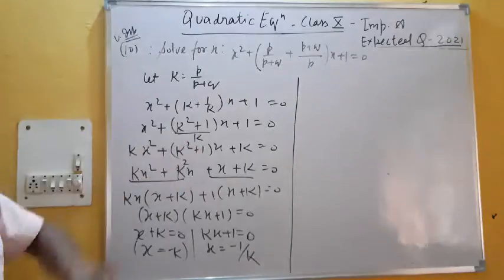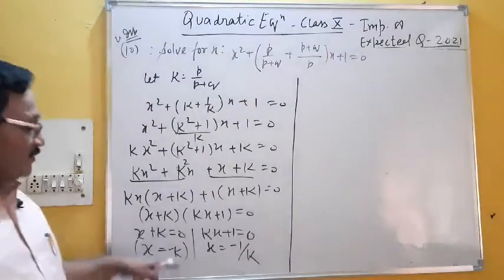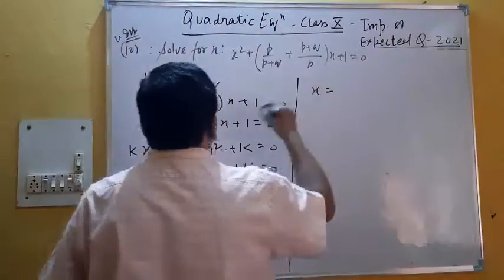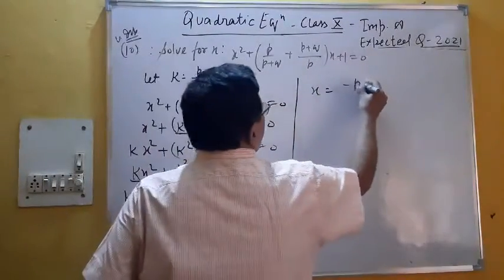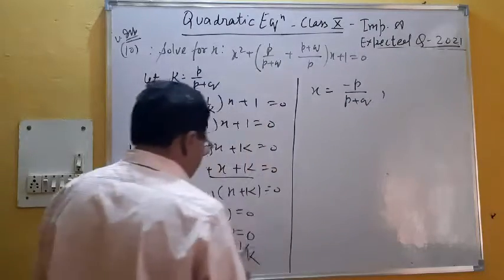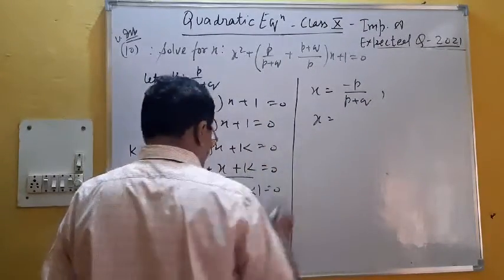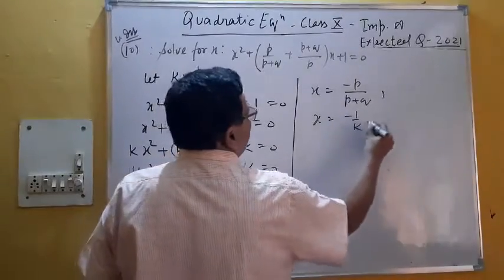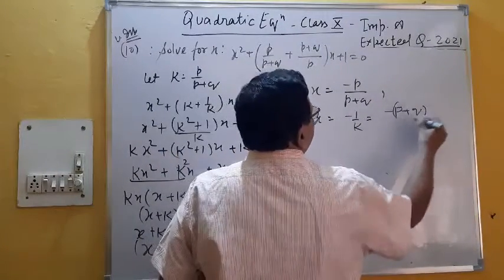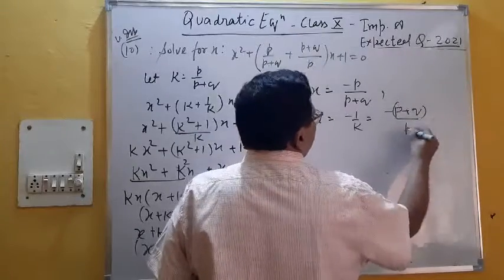Now what to do? Substitute the values of k there, because k is not a part of the question. You supposed it. So see, x equal to minus k. So what will you get? Minus p upon p plus q. One value. Here x equal to minus 1 upon k. It means minus p plus q upon p. Answer.